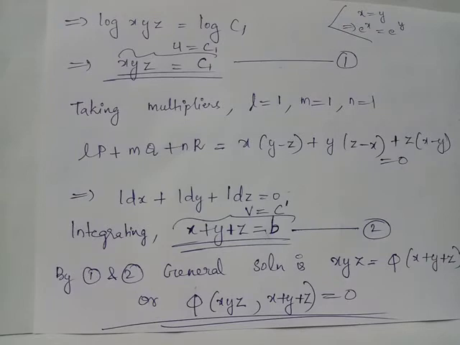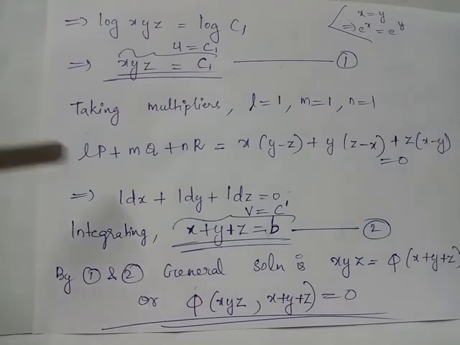Now, we look for the second solution. When we choose multipliers l, m, n equals 1, and we evaluate the combination lP plus mQ plus nR, again we get it as 0. We have l dx plus m dy plus n dz upon lP plus mQ plus nR equals a constant k, and when the denominator lP plus mQ plus nR gets multiplied with the constant k, since lP plus mQ plus nR equals 0, we obtain l dx plus m dy plus n dz equals 0, where l, m, n are all equal to 1.